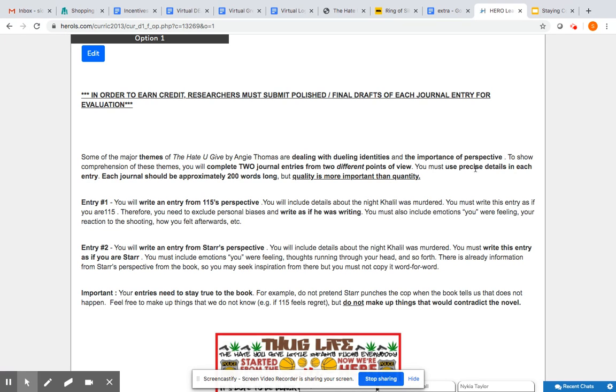You must use precise details. So that's those specific examples, maybe even a quotation. I'm always trying to get you to support ideas with quality evidence. Precise details is an example of quality evidence. Each journal should be about 200 words. That's about three-quarters of a page if you're to type it double spaced. If you're writing in your notebook, it's probably a full page of one of those spiral bound sheets of paper. But as always, quality is more important than quantity.